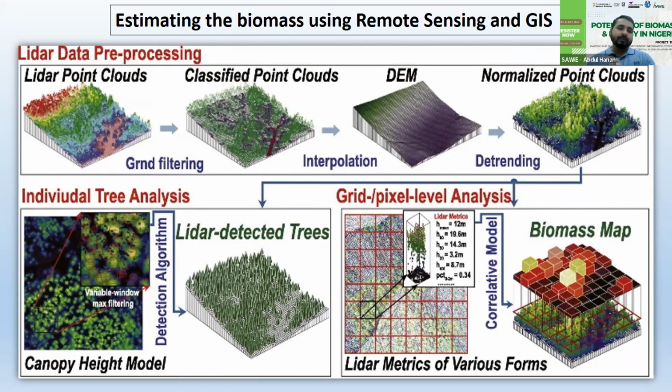Then we can easily detect individual trees using LiDAR, and at the end we can determine the biomass map. In it, the black pixels show the lowest biomass contribution, the red pixels show higher biomass contribution, and the green pixels show more and more biomass contribution. This is the methodology for estimating forestry biomass using remote sensing and GIS.